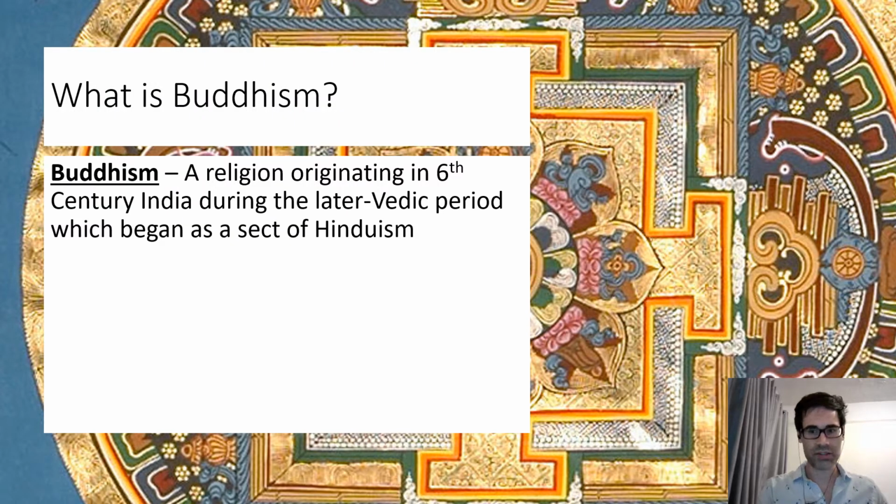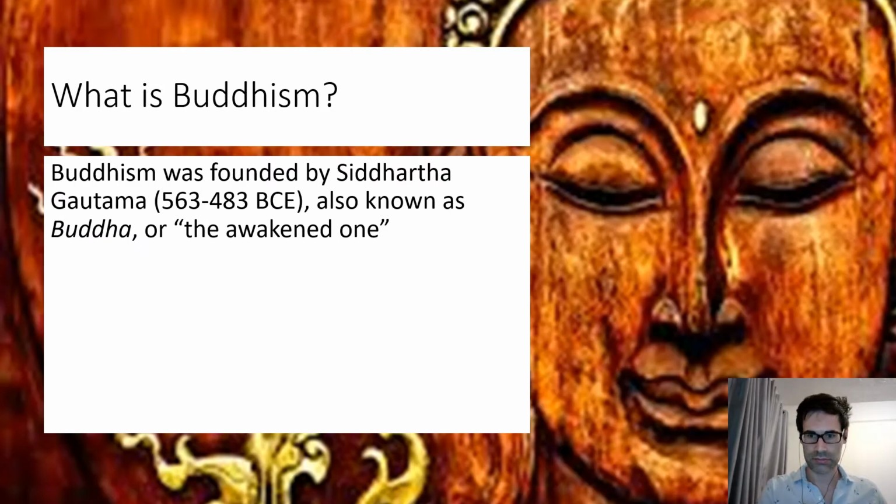So what is Buddhism? Buddhism is a religion originating in 6th century BCE India during what is called the later Vedic period, and it began as a sect of Hinduism. Buddhism was founded by Siddhartha Gautama, who lived from the 6th to 5th centuries BCE, and he is also known as Buddha or the Awakened One.